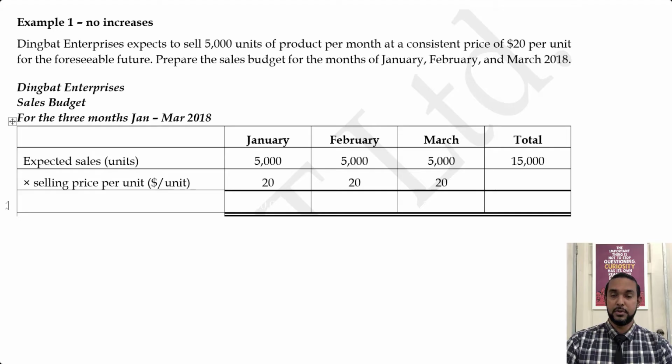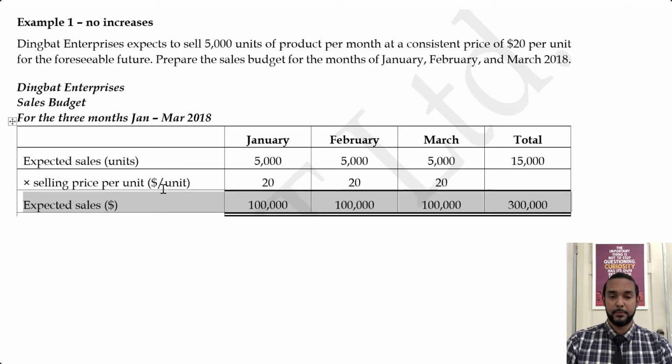Now all we have to do to find the total sales revenue earned per month is multiply. For January, 5,000 by 20 will give us 100,000. Same thing for February and for March, because the figures were the same. There were no changes. For the total column, to get that, you add up 5,000 three times to get 15,000, and for your total revenue, you add up 100,000 three times to get 300,000.